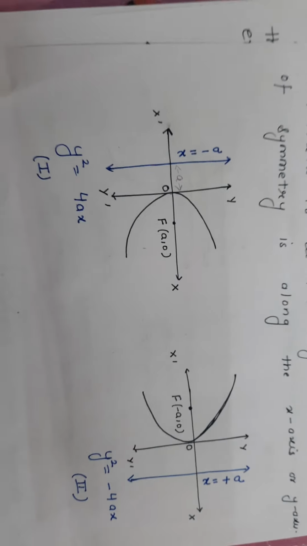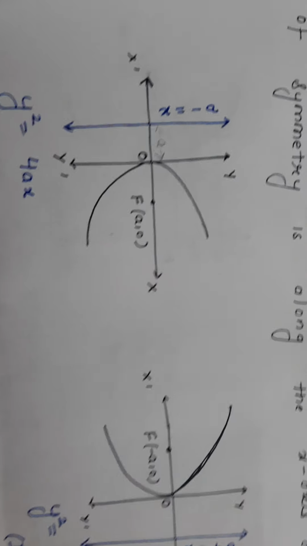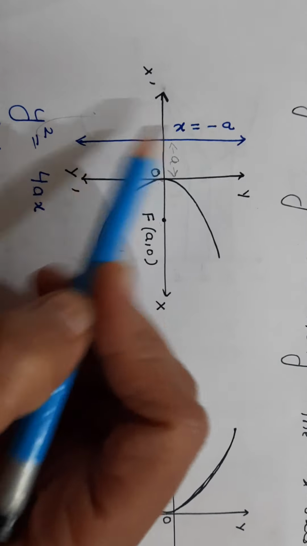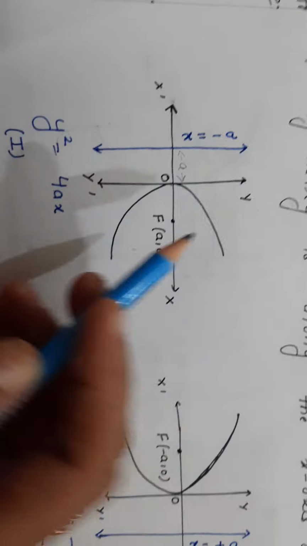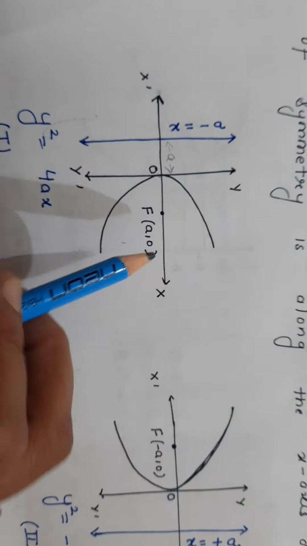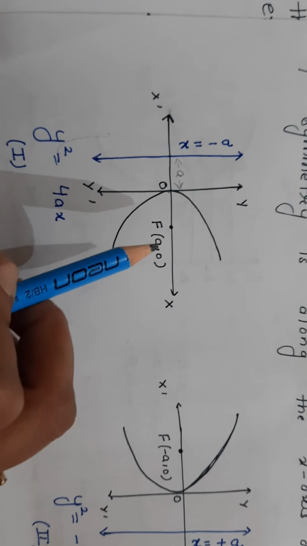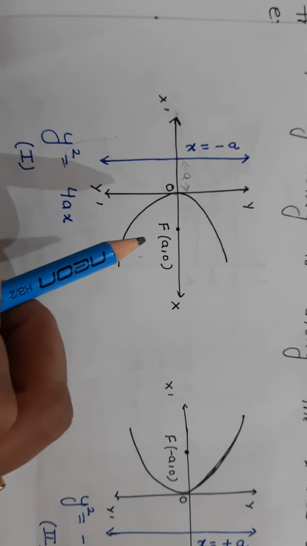And this is to the left of the origin, a line which is parallel to the y-axis. So its equation is given by x is equal to minus a. The focus (a, 0), directrix x is equal to minus a. Now the focus is along the x-axis, so the axis of this parabola is the x-axis.